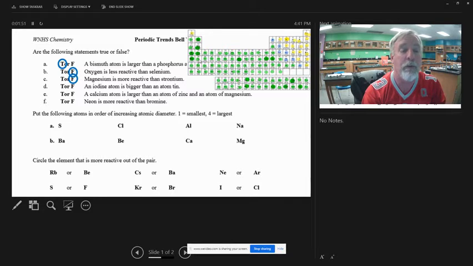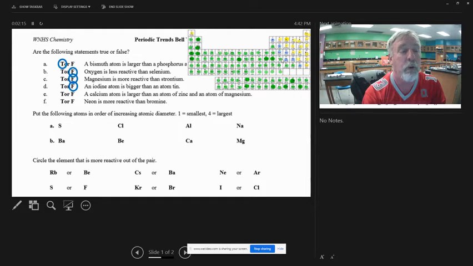Part D, and we're talking about sizes now. An iodine atom is bigger than an atom of tin. So here we find iodine, and we go a couple over, and we can find tin. Now, if we remember from our trends, atoms get smaller as you go across the period. So iodine should be smaller. This one is false.